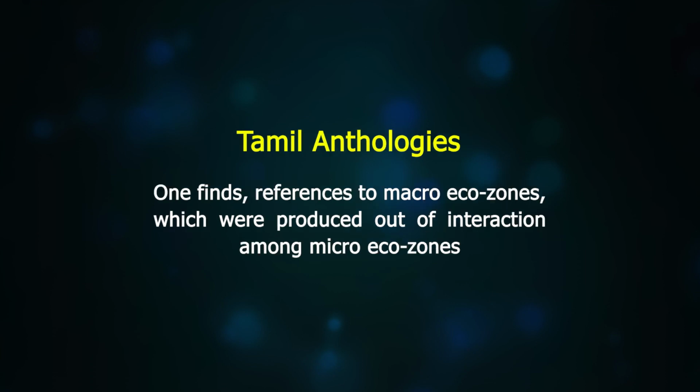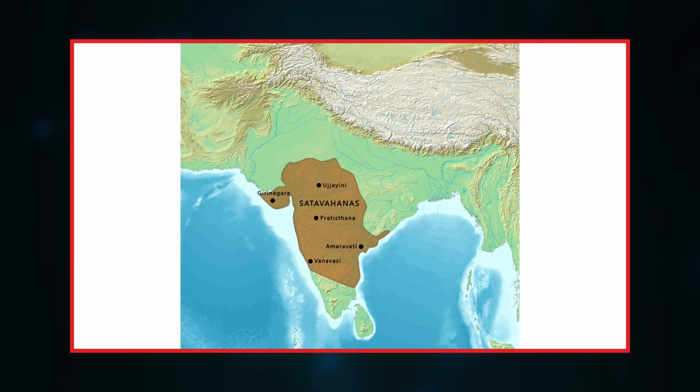In the Tamil anthologies, one finds references to the macro-ecozones which were produced out of interaction among micro-ecozones. In the early historic period, these macro-ecozones were integrated under the secondary state of Satvahanas. The Pallava period ushered a marked change in the organization of agrarian production.